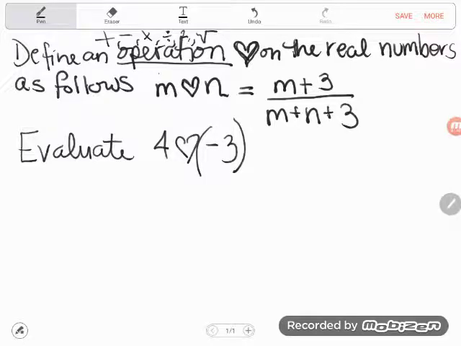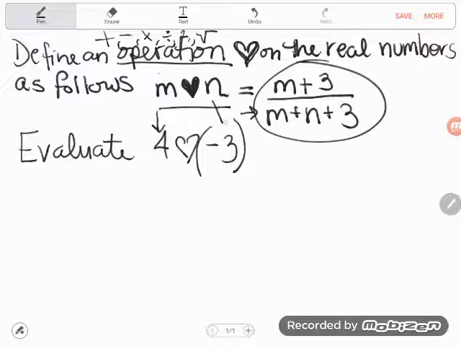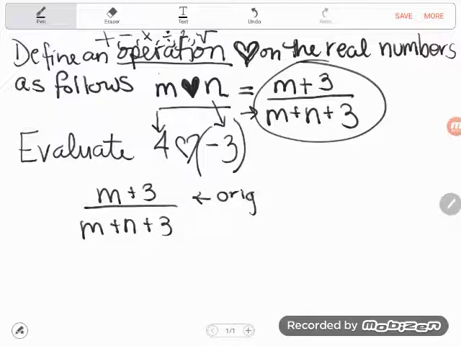Here's how we're going to define it. To take M and heart it with N, literally, like heart is a thing you do, we're going to just do this math. So to heart M and N, do this math over here. And so that's what we will do. If this first one is M, we're evaluating for 4 heart -3, and that second one is N. That just means that I'm going to write this expression that I had up there, M plus 3 over M plus N plus 3. So you write down the original expression, and this is the part that I said will appear on the GED. Even though you probably won't see these weird symbols on the GED, you will definitely have to evaluate expressions. And that means to plug in values and to see what the expression is equal to after you put in values. Let me show you what I mean by that.